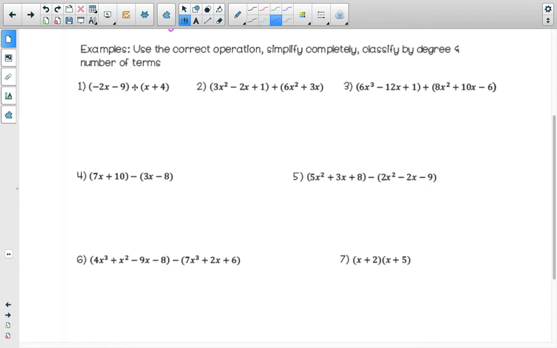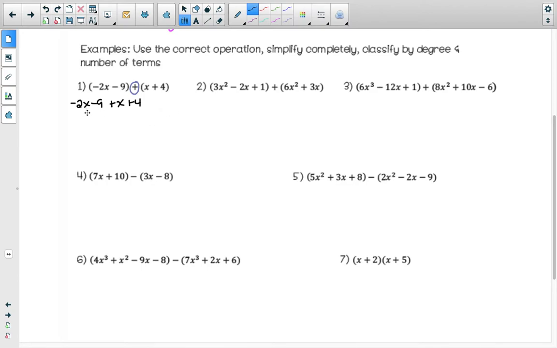So the first thing we look at is what operation is happening. We are adding these two problems, so we're not multiplying anything. We have a positive value in front of this first set of parentheses, so I'm going to just rewrite this as -2x minus 9. We have a positive in front of this set of parentheses, so everything inside the parentheses stays the same. So I'm going to have a positive x and a positive 4.